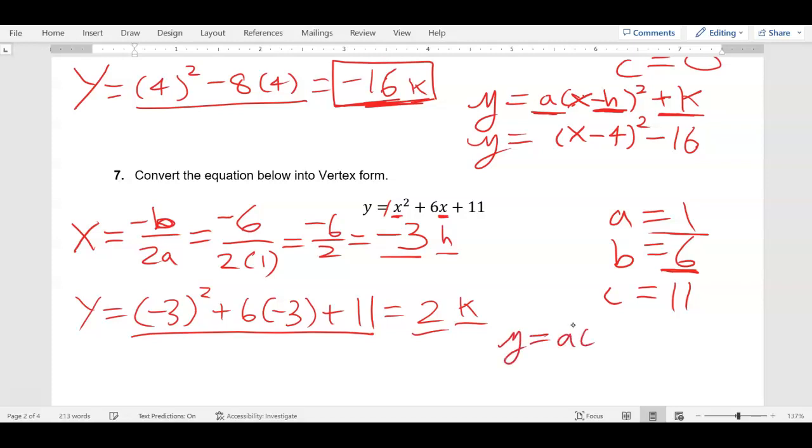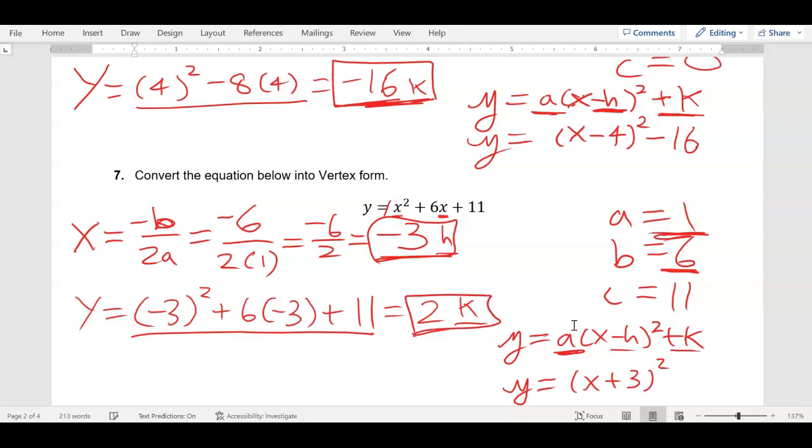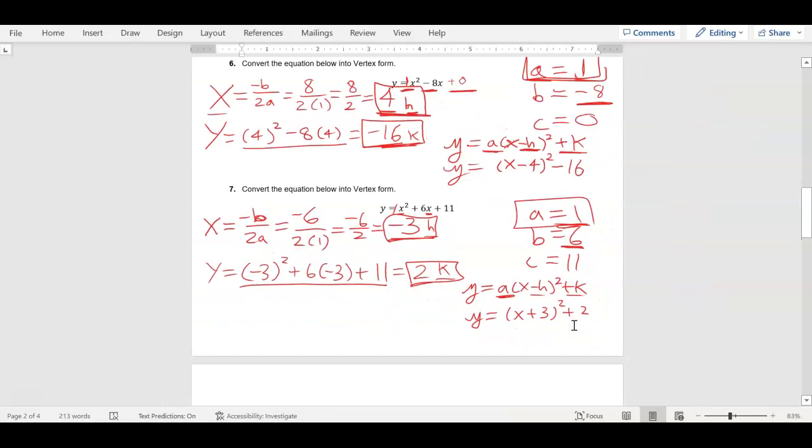So again, I'm plugging it into this vertex form. A is 1, so I don't have to write it. X, the opposite of H, the opposite of this negative 3, is positive 3, and then k is 2, so plus 2. All right, so we get our final answers here.